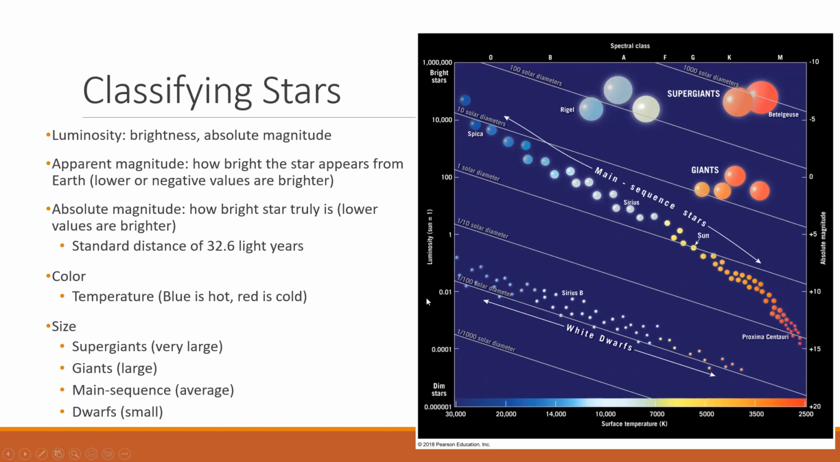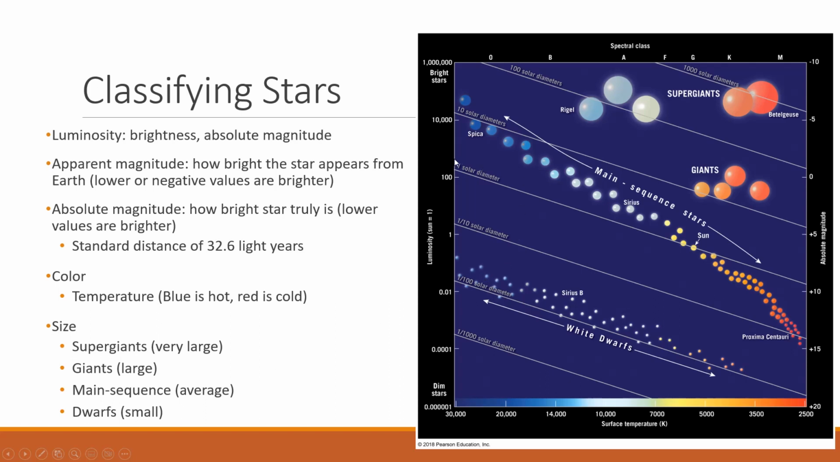We can also look at the size. So we have things like supergiants, which are obviously bigger. We can have giants, which are not quite as big. Main sequence stars are kind of the average stars, and they go from colder to hotter. The colder ones tend to be a little bit smaller. Our sun is right here in the middle. And then we can have dwarfs, which are smaller. The dwarfs tend to be more similar in size, but they can go from cooler temperatures to hotter temperatures.